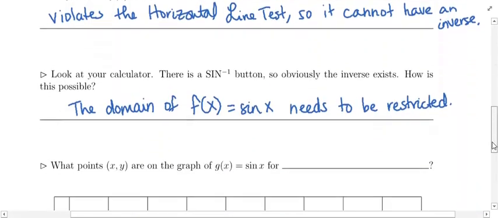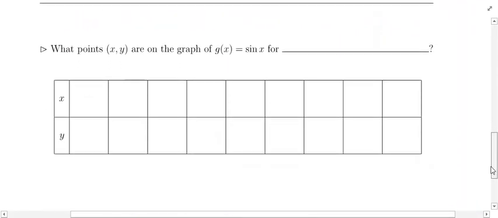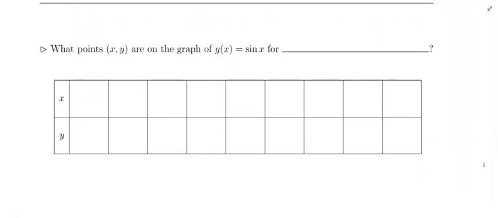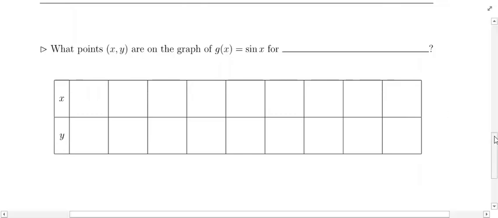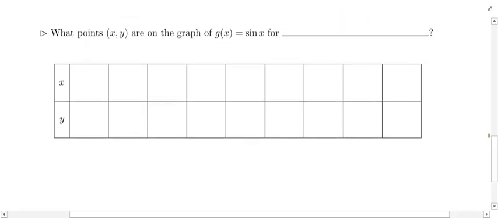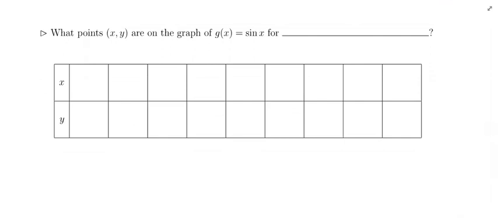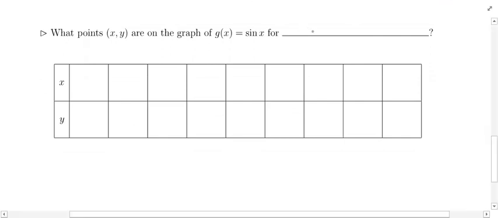So let's continue on. We're going to try to come up with the graph of the inverse sine function. Like I said, we are restricting the domain of the sine curve to be specifically the points between negative pi over 2 and positive pi over 2 included.